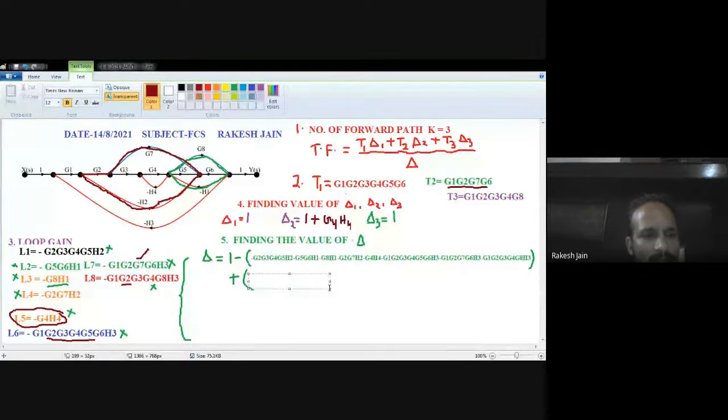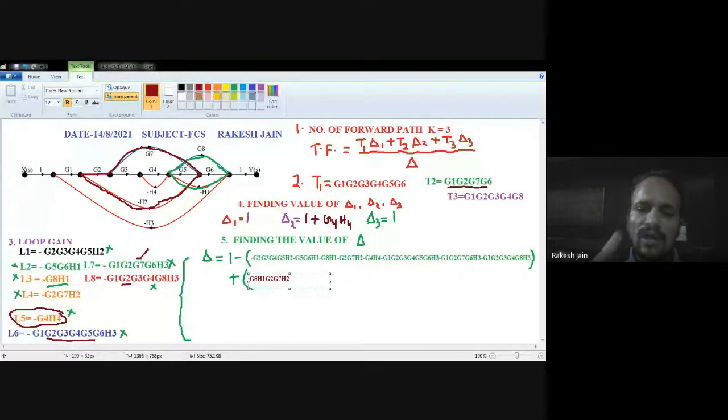Because both are negative, the product is positive. Now multiply them, the third loop and the fourth loop: G8 H1 times G2 G7 H2. These two loops do not touch each other. Touching means the node or the branch is the same. Crossing has no meaning of touching. So these two loops are not touching. Now any other loops which are not touching?